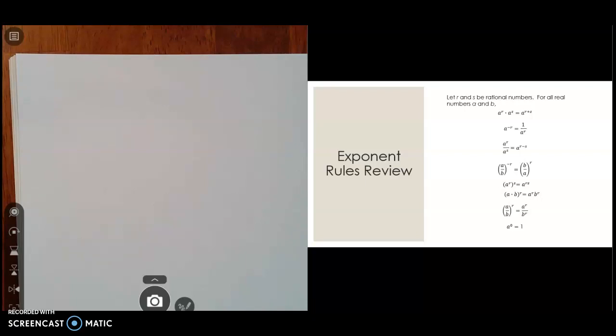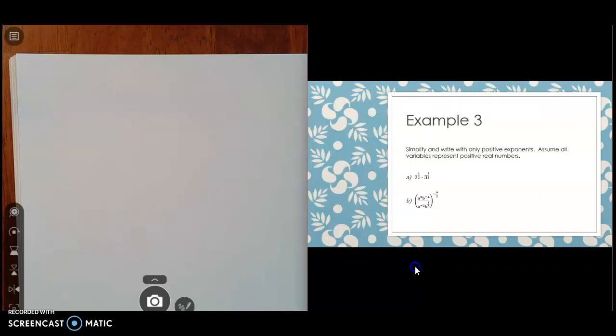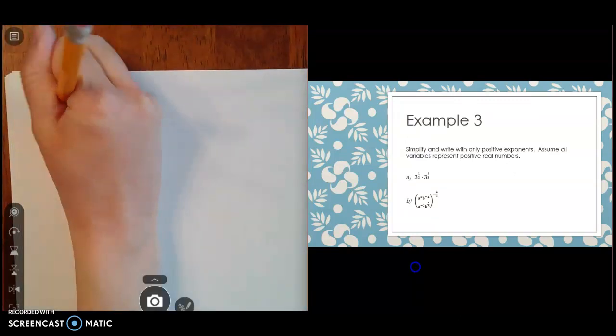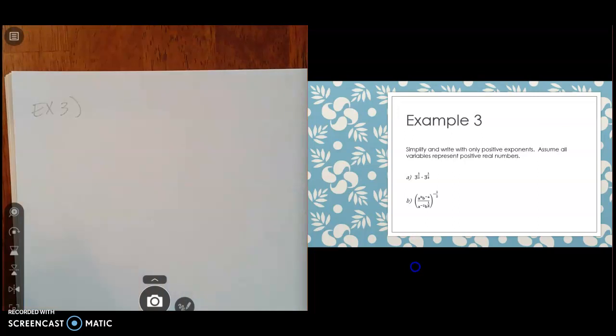And the last one is that anything to the 0 power is 1. So take a screenshot of that if you need it. There's lots of exponent rules that you are welcome to use. So let's do another example. In example 3, we get to use some exponent rules. We're going to simplify, and we're going to write with only positive exponents, okay? And we're going to assume that all variables represent positive real numbers, so we're not worried about imaginary solutions, okay?